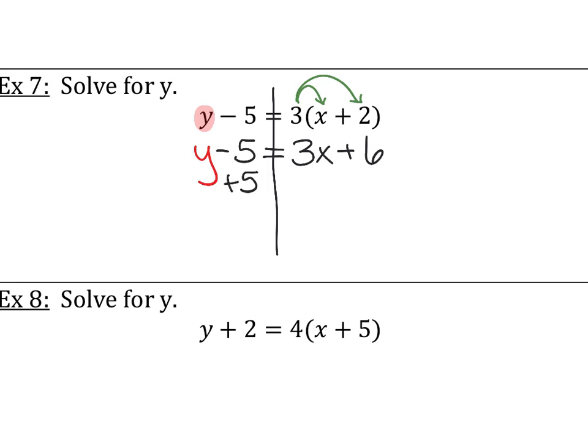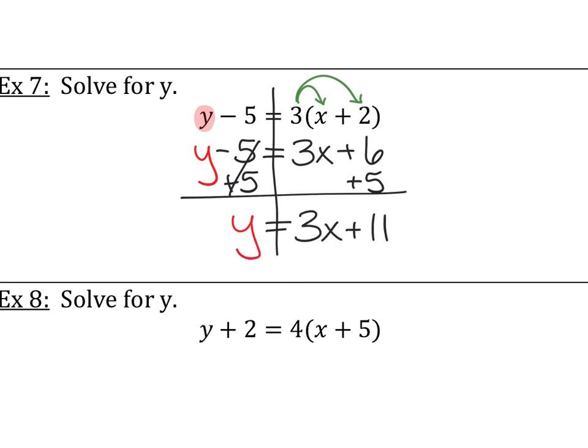What's the reverse PEMDAS of that? Adding. Positive 5. Now I have a question for you. Should I put plus 5 underneath the 3x, or should I put plus 5 underneath the 6? The 6. Why the 6? It doesn't have a variable. Those are both constants, so I actually can combine like terms here. What's 6 plus 5? 11. So here we go. Y equals 3x plus 11. I'm done.